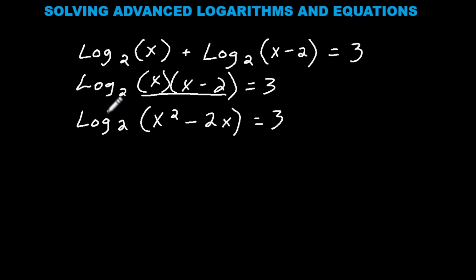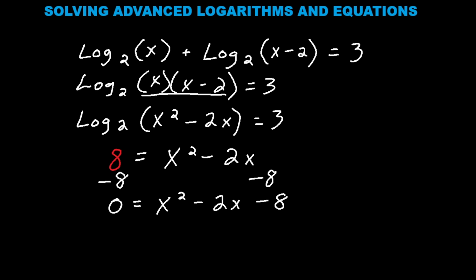Now, the log to base 2 of this equals 3 means that 2 to the third power equals this. So 2 to the third power equals x squared minus 2x. And I want to change 2 to the third power to be 8. And then when I subtract 8 from both sides, I'll have a quadratic that's set equal to 0. And then to solve this, I'll factor the quadratic.